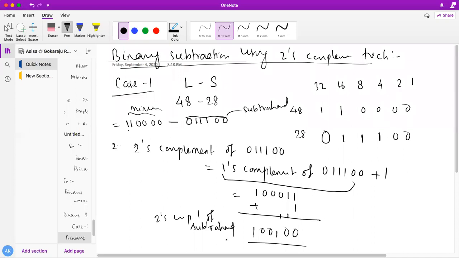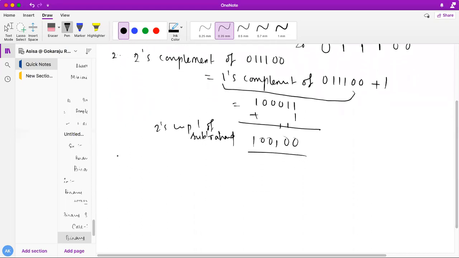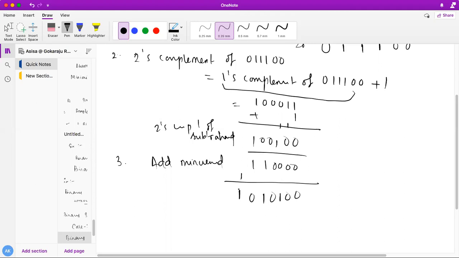So now what do I have to do in step 3? In step 3 I just have to add the minuend to it. What is my minuend? My minuend is obviously 110000. I just have to add both of these two, nothing else. Adding 110000 and 100100, the result is 010100 with a carry 1. Okay, so here you see, you will be getting a carry after addition.